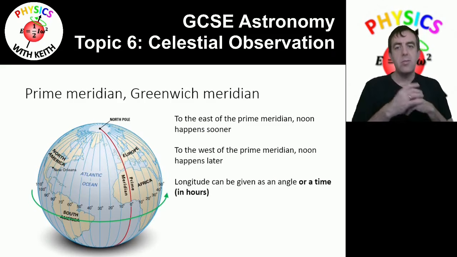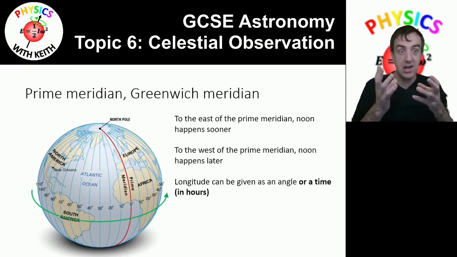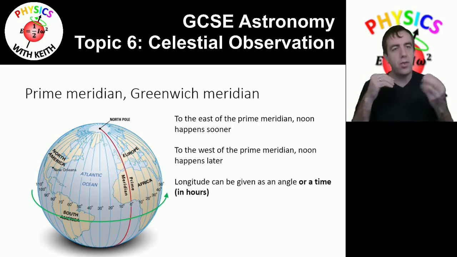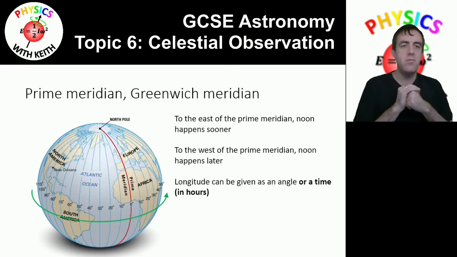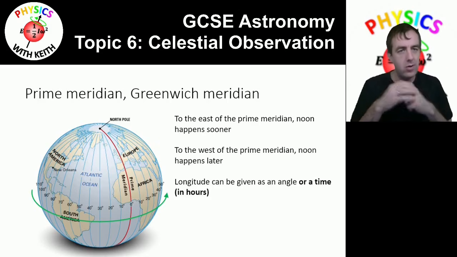The longitude can be given as an angle, as you can see here, but it could also be given as a time. And it can be given as a time because there are 24 hours in a solar day, a mean solar day, and so we can divide our Earth into 24 slices. And we could say that you have a 1 hour longitude, a 2 hour longitude, and so on.